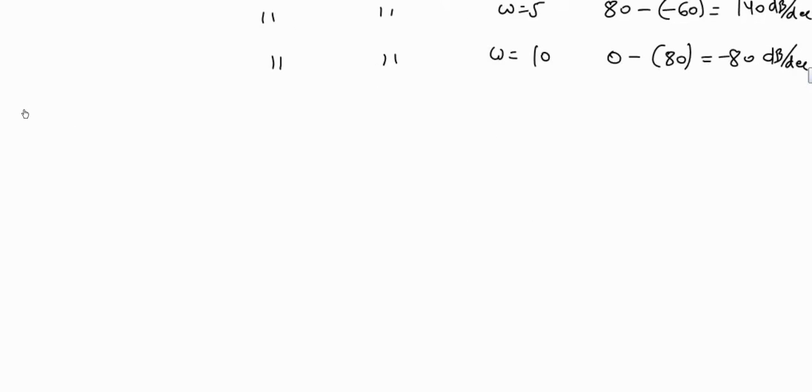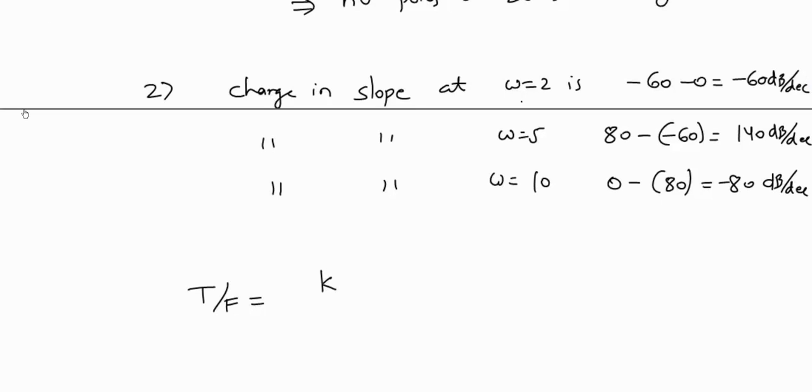Now I can write the transfer function directly. The transfer function is k into, we'll keep k as it is and then find the value of k later. Initial slope is not there, so we do not have any pole or zero at origin. At omega equal to 2 the change in slope is negative, which implies there are poles at that corner frequency. So we have (1 plus s by 2) whole power 3. Why 3? Because one pole gives a slope of minus 20 dB, so for minus 60 it must be 3.